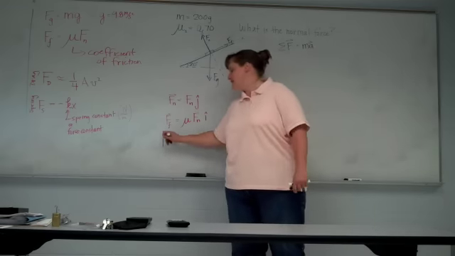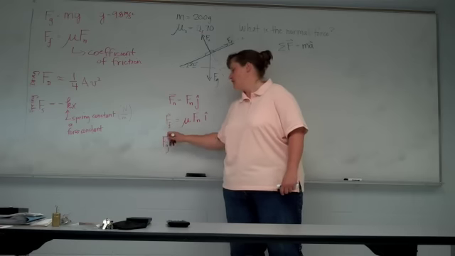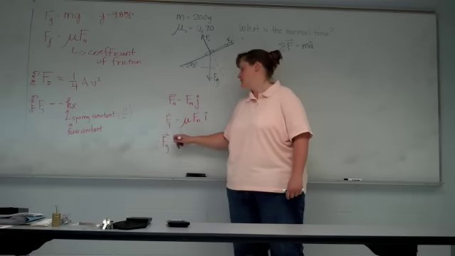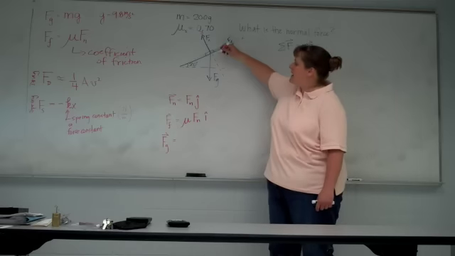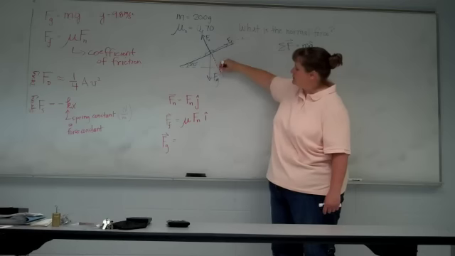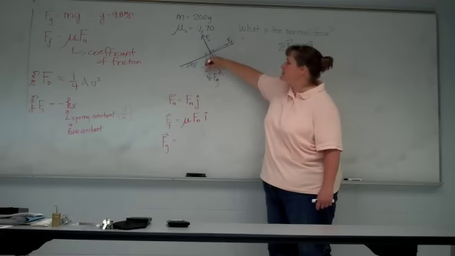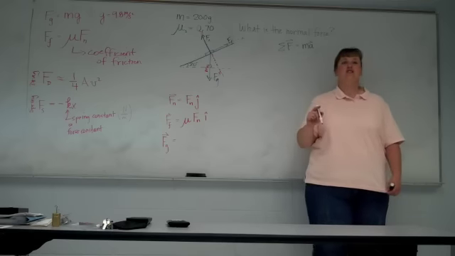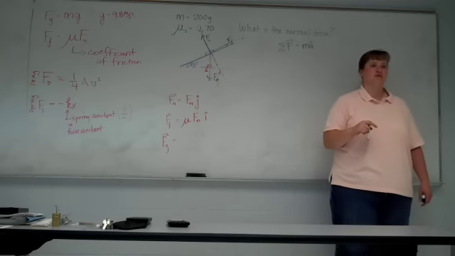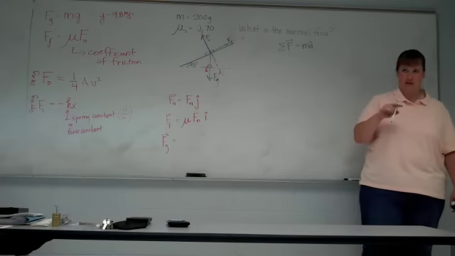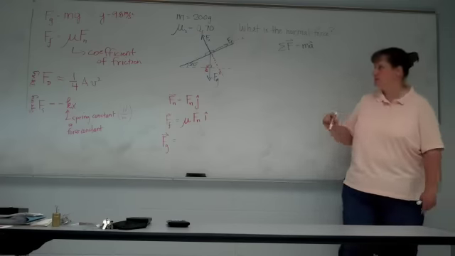Force of gravity. Well, force of gravity is going to have a y component and an x component. The hypotenuse is mg. The vector itself is always the hypotenuse. When you draw in your components, make sure they're parallel to the coordinate system.